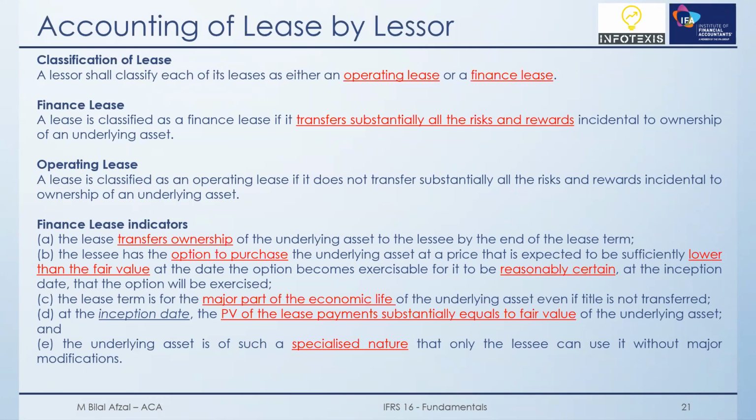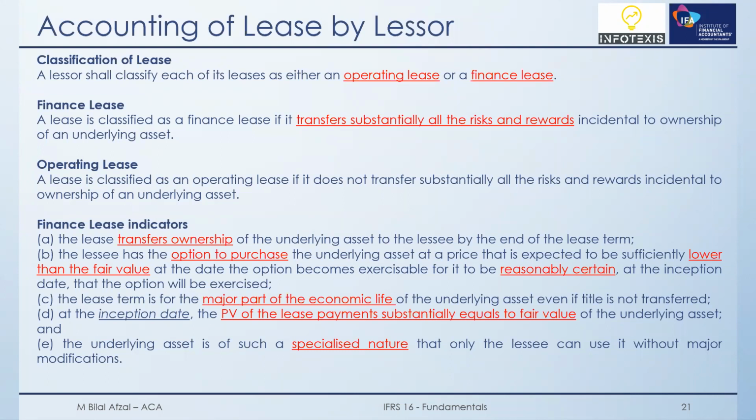The next thing is the lease term is for the major part of the economic life, not useful life. Standard says it's the major part of the economic life. So if the lease term is for the major part of the economic life, then by nature all the economic benefit will be flowing to the lessee. So there's no point in keeping that asset in the books of the lessor. So this is a finance lease.